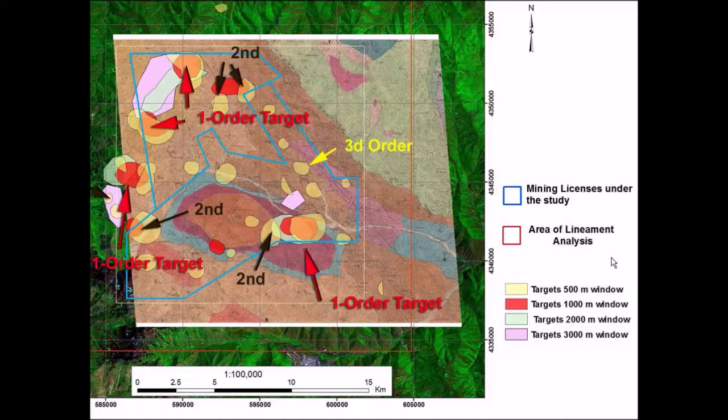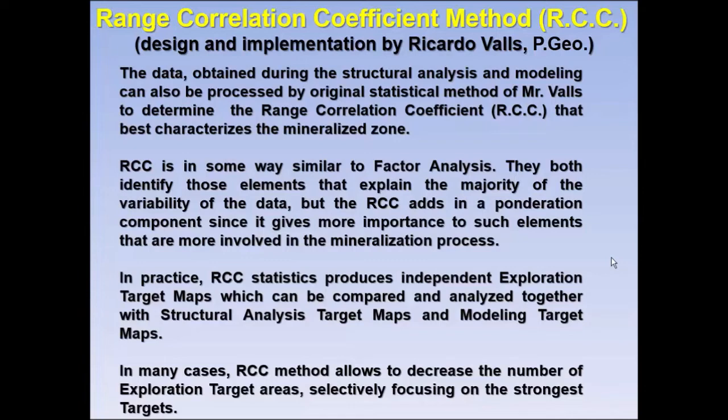The data obtained during the structural analysis and modeling can also be processed by the original statistical method of Mr. Valls to determine the range correlation coefficient, or RCC, that best characterizes the mineralized zone. RCC is in some ways very similar to factor analysis. They both identify those elements that explain the majority of the variability of the data, but the RCC adds in a ponderation component since it gives more importance to such elements that are more involved in the mineralization process.